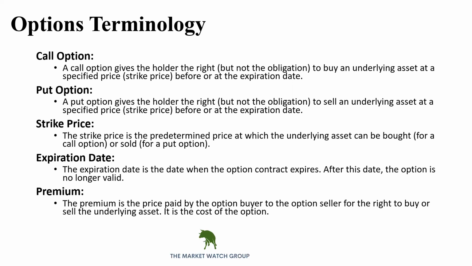The standard expiration date. So the expiration date is when the option contract expires. After this date, the option is no longer valid. At expiration, a few things might happen. Okay. Now, everyone thinks expiration is the third Friday, 4 p.m. It's not. That's when they stop trading.